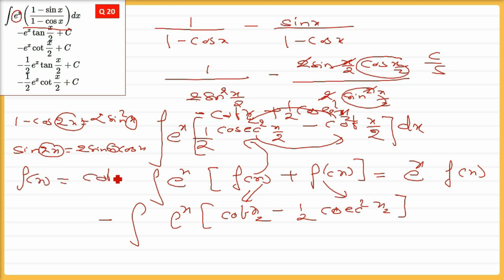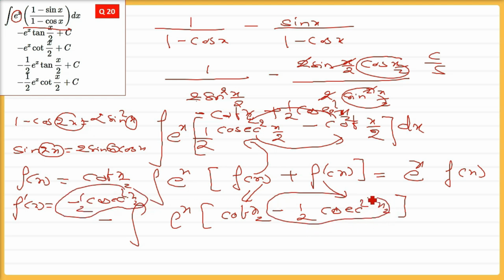Just to complete the question, f x equals cot x by 2. And when you differentiate it, it will give you negative cosec square x by 2, and differentiation of x by 2 will be half. So minus half cosec square x by 2. That is what f dash x means. F x is cot x by 2. The direct result is e raise x f x plus constant of integration.